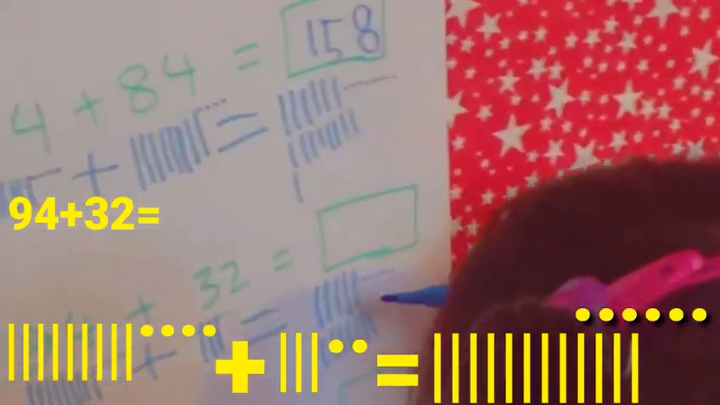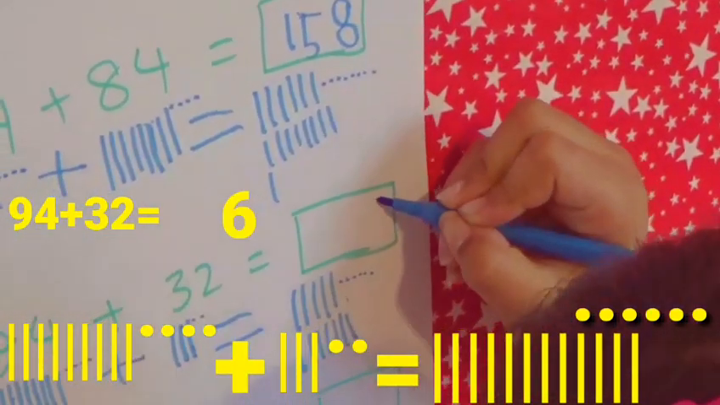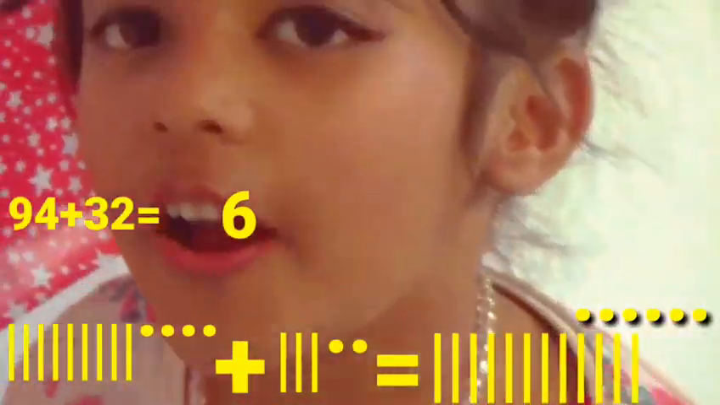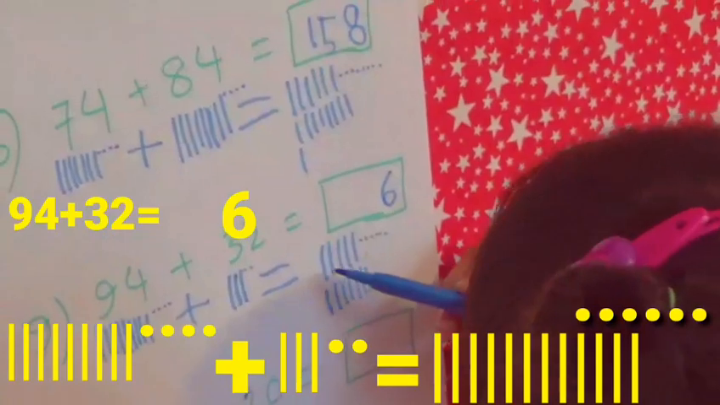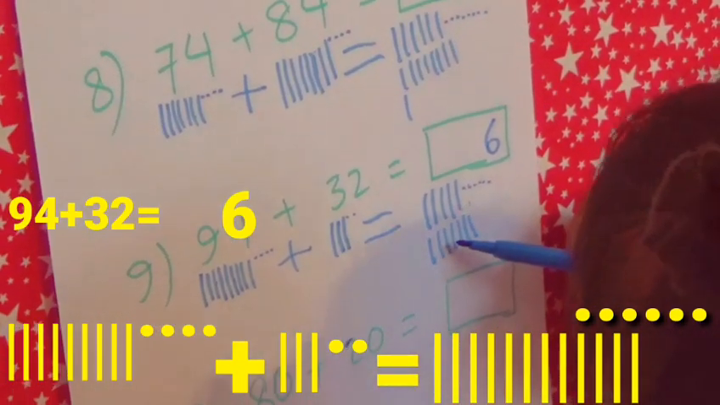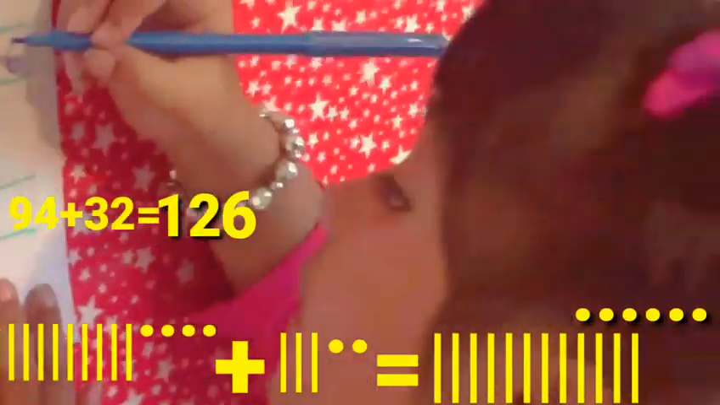Let's count the dots. 1, 2, 3, 4, 5, 6. That's right, 6 here. Now let's count the lines. 1, 2, 3, 4, 5, 6, 7, 8, 9, 10, 11, 12. That's right, 12 here.